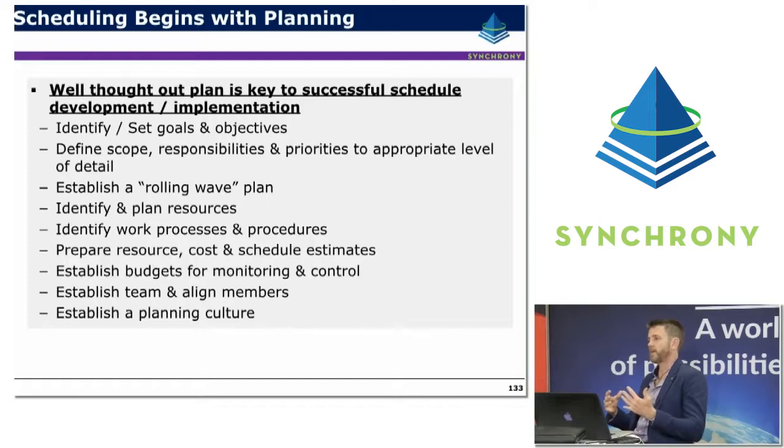So early on in a project, it's about consciously saying we're going to engage this rolling wave planning concept on this project as part of the planning process. Identifying and planning resources, identifying work processes and procedures, preparing resource, cost and schedule estimates, establishing budgets for monitoring and control, and establishing the project team and aligning team members towards the goals of the PMB, and establishing a planning culture. This is a really, really important one and has such a huge effect on the overall outcome of whatever it is that you're trying to achieve with EV.